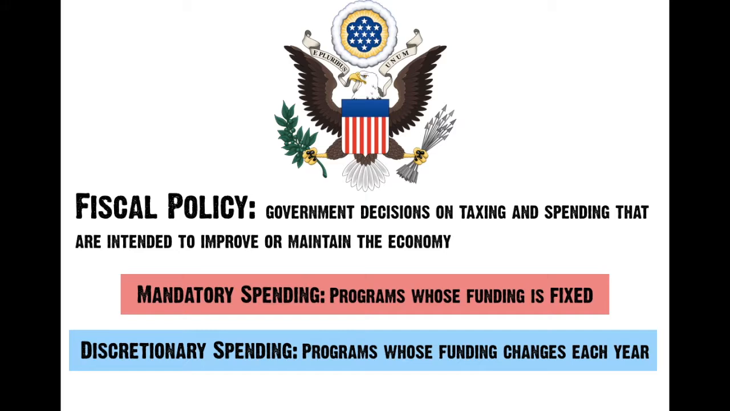And in terms of government spending, there are two different types that we need to be aware of. Mandatory spending are the programs whose funding is fixed, and they must spend money on these programs, a specific amount of money. Most of this falls under Social Security, Medicare, and Medicaid. And then there's also discretionary spending. This is money spent on programs whose funding changes year to year and depending on the administration.